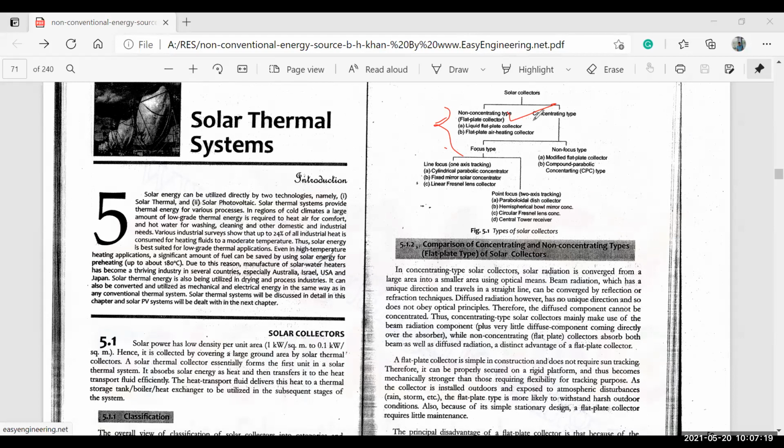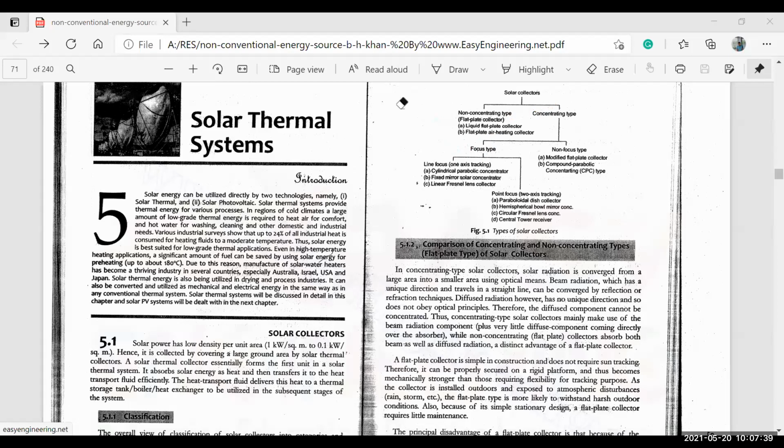The two types, liquid and air, are there based on the material being changed. Another one we have seen is the ETC. Okay, so we have seen these things. Now we are left with the concentrating part.